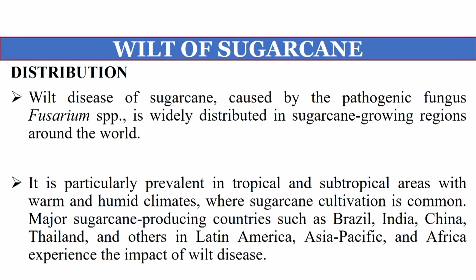Major sugarcane producing countries such as Brazil, India, China, Thailand and other Latin American, Asia Pacific and African countries can experience the impact of wilt disease. It is also economically important because the losses of the sugarcane growers are more in case of this disease.